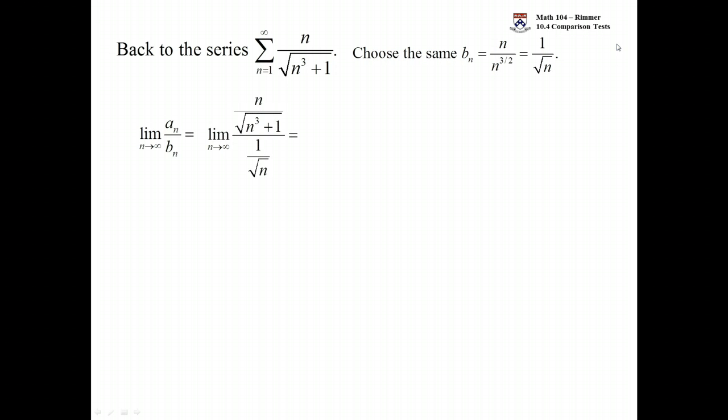Let's take a look at the series that gave us trouble before. We go out and get the same b sub n. We use 1 over root n. And now we consider the limit. So we take the given n over root n cubed plus 1 and divide by 1 over root n.